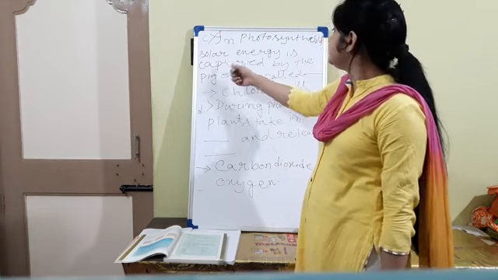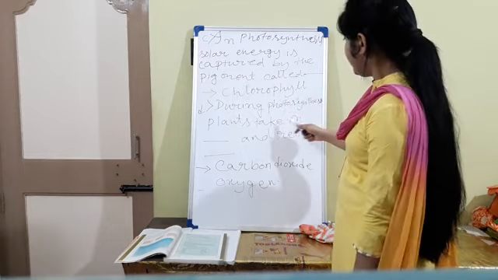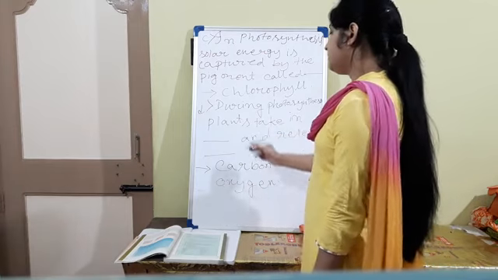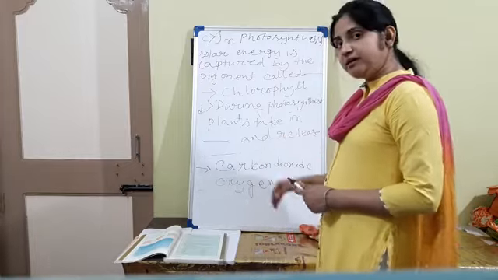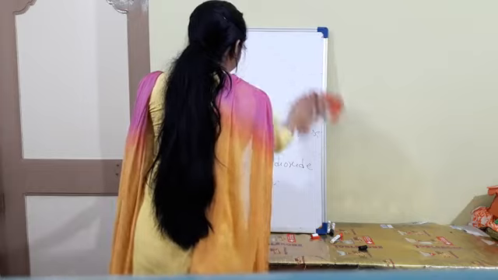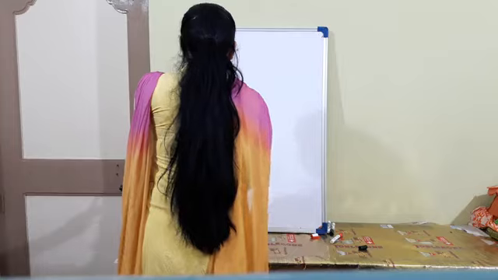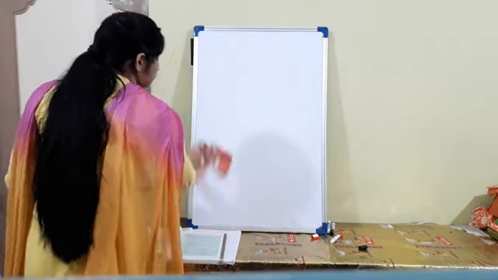In photosynthesis, solar energy is captured by the pigment called chlorophyll, and during photosynthesis plants take in carbon dioxide and release oxygen. So we completed question number 6. Next, move to question number 7. There are small questions, MCQ type questions. This is very important. Just carefully read that and concentrate on these classes.